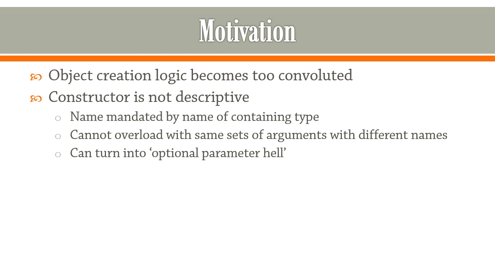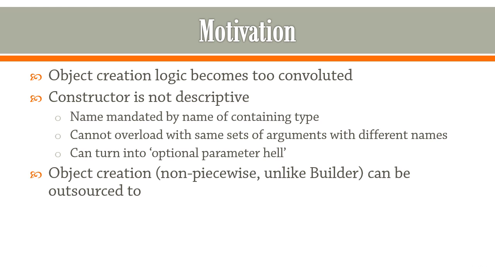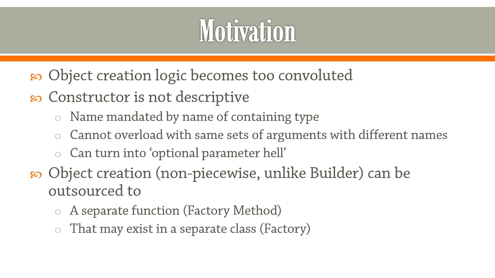So essentially what happens with the factories is we look at object creation, and by that we're talking about wholesale object creation and not piecewise creation like in the builder. So in the case of a builder, you're building up an object piece by piece. In the factory, or the typical implementation of factories, you are still creating an object in one invocation, but the act of creating an object is outsourced from the actual object to something else, and that can be a separate function, a separate static function, for example, and that is the factory method that we looked at. It can also exist in a separate class, and that is what is called a factory.